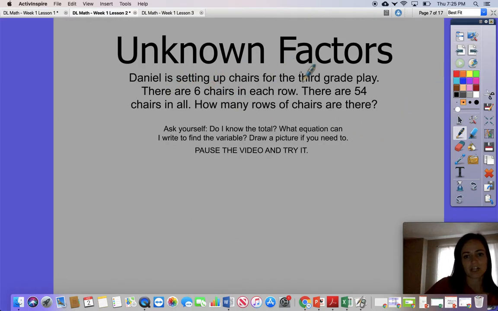Daniel is setting up chairs for the 3rd grade play. There are 6 chairs in each row. There's 54 chairs in all. How many rows of chairs are there? Okay, so if he has 1, 2, 3, 4, 5, 6 in each row, and we have to figure out how many rows until he gets to 54 chairs in all. I want you to pause this video really quick, and I want you to try it on your own. Go.